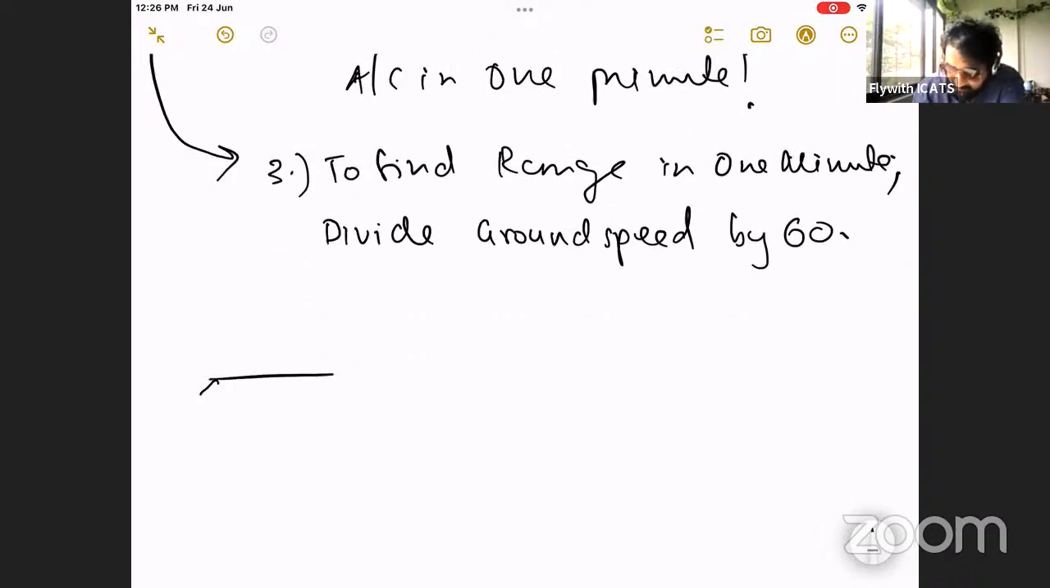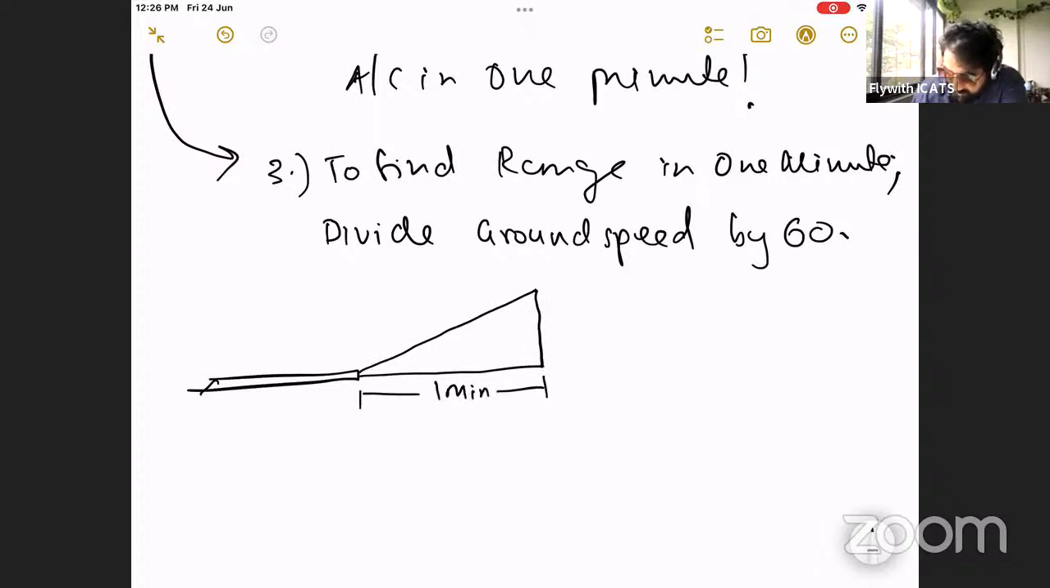So the diagram would look like this. Your glide slope, your range, your height. If your range is 1 minute, okay, not 1 nautical mile, and if your glide slope is any value, then this height is equal to rate of descent in feet per minute.